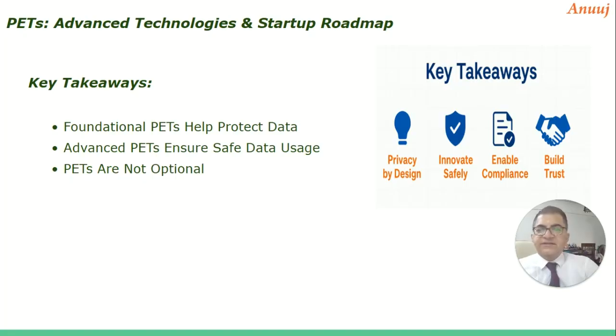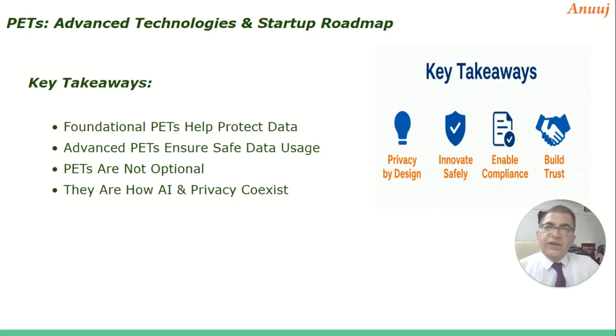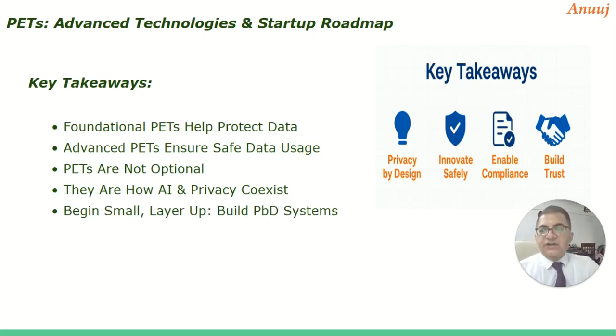Privacy enhancement techniques are not optional, they are critical, and they are how AI and privacy coexist. So you can run your AI models on data segregatedly and combine the results like the differential and federated learnings. So that's about privacy enhancement technologies. You should start small, layer up, build privacy by design systems.